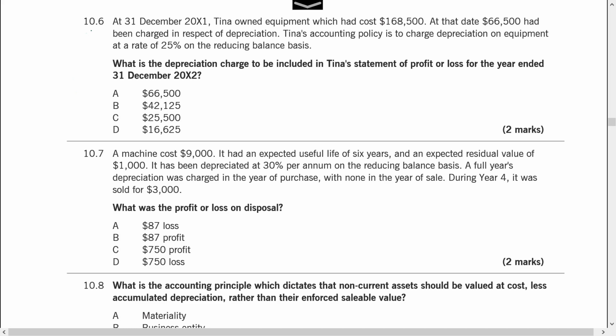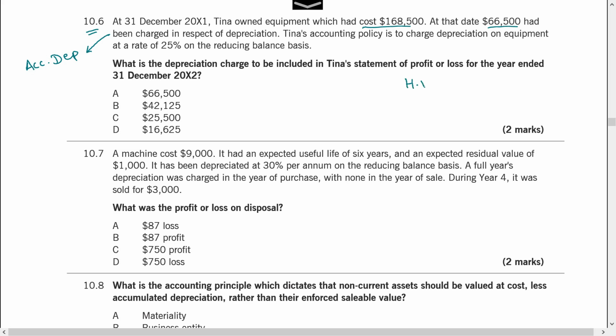Now next we have question number 6. What is the depreciation charge to be included in T's statement of profit or loss for the year ended 31st December 02? At 31st December 01, T's owned equipment which had cost of this amount. Okay. At that date, this amount had been charged in respect of depreciation. So it means they are talking about accumulated depreciation. T's accounting policy is to charge depreciation on equipment at a rate of 25% on reducing balance method.